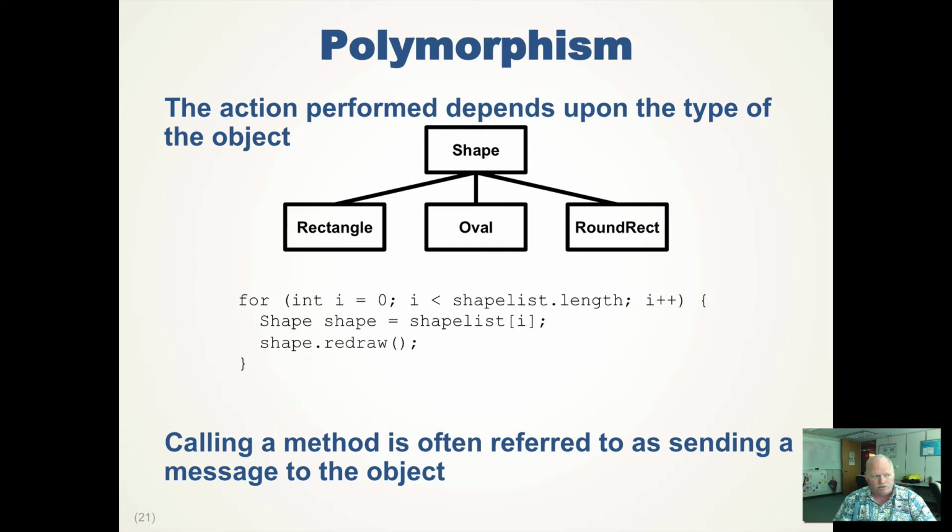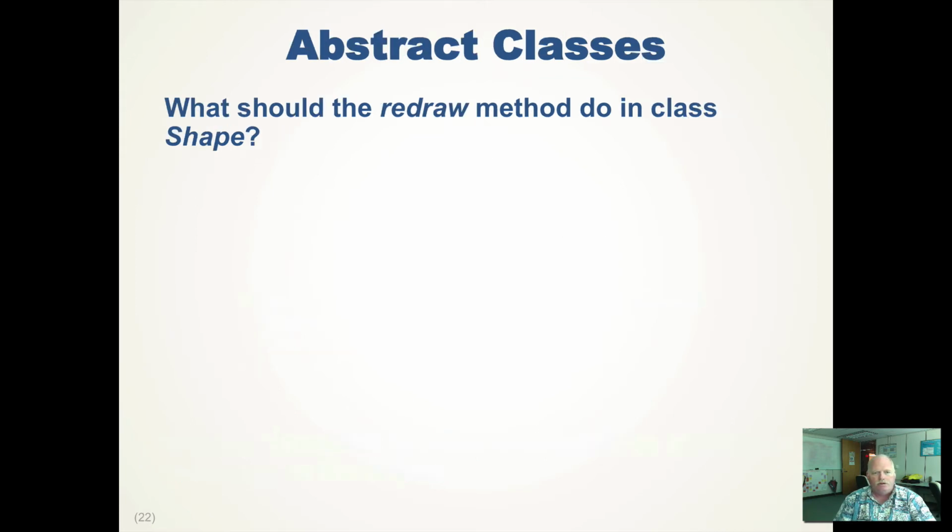When you call a method, it's making it do the behavior, or you're sending in a message to do the behavior. And this is all completely legal because shape has a redraw method, and each individual shape will be a rectangle or an oval or a round rectangle or whatever other shapes are defined, and they all have a redraw method, so everything's hunky-dory, and we'll call the correct redraw on whatever type of shape is in that position in the array.